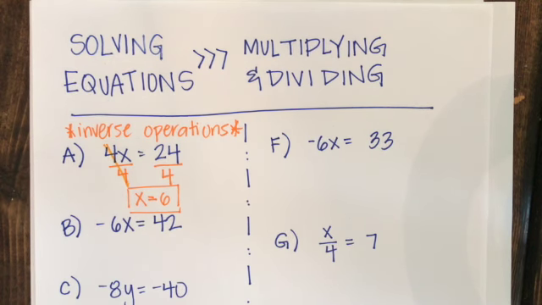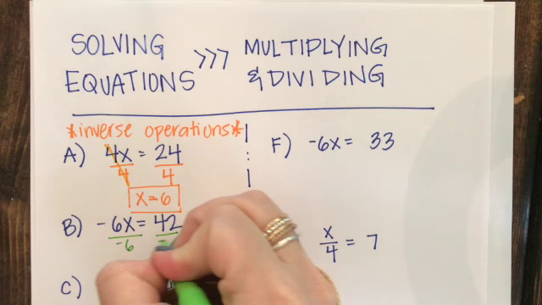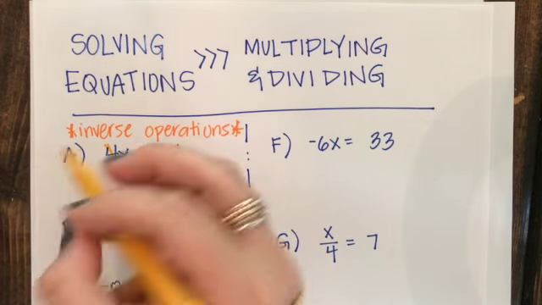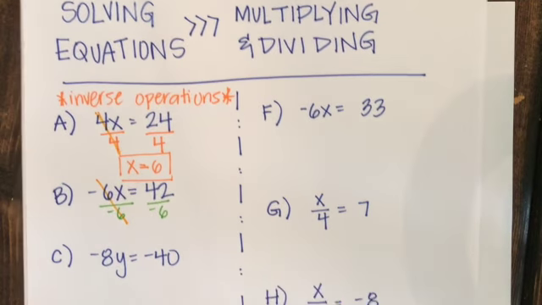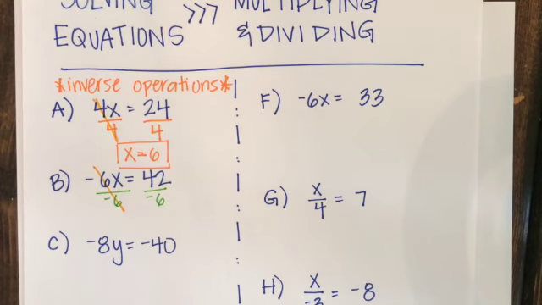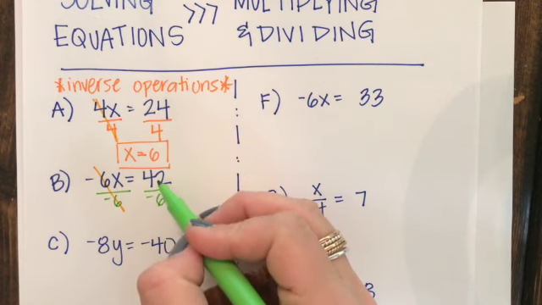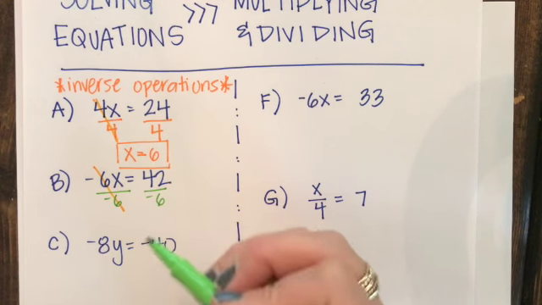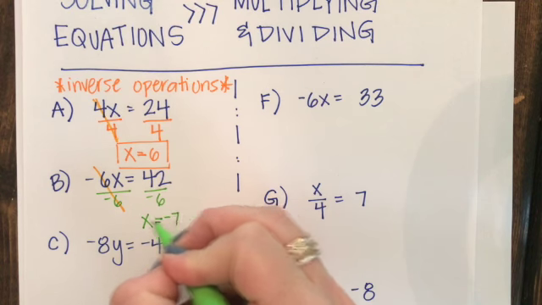Okay, on this next one, it's saying negative 6 times x is 42. So we're going to divide both sides by negative 6. I'm doing that because I want negative 6 and negative 6 to cancel out. So now I have to remember my integer rules. When you multiply or divide by a negative, when you have a positive divided by a negative, that's only one negative, so it's negative. So x would equal negative 7.